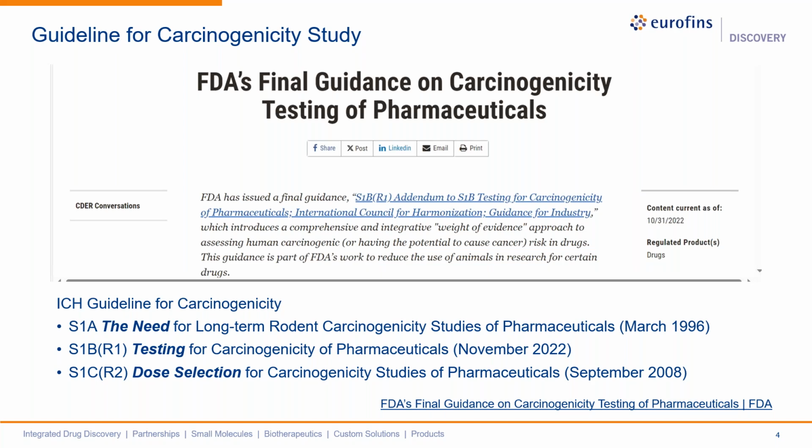And S1C outlines criteria for selecting the dose in carcinogenicity animal studies, providing great flexibility in optimizing study design. This comprehensive framework guides pharmaceutical developers in evaluating carcinogenicity risk for new drug candidates. Today, I will discuss the weight of evidence approaches in our in vitro technology, to accumulate more information in the early drug discovery stage. Next, please.